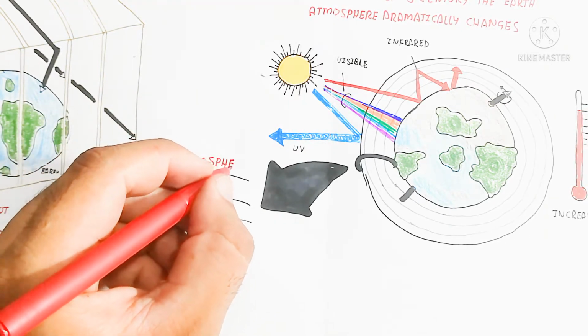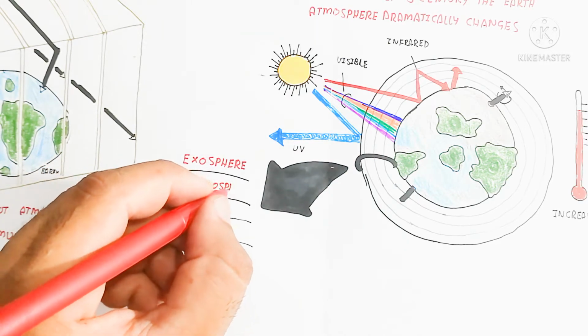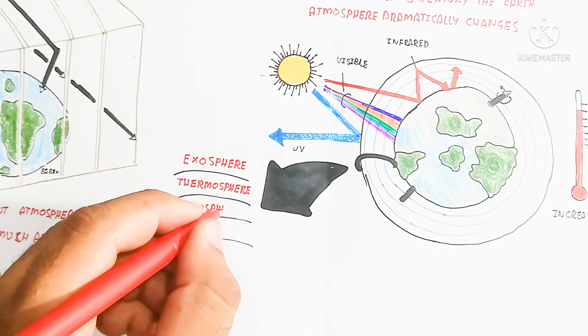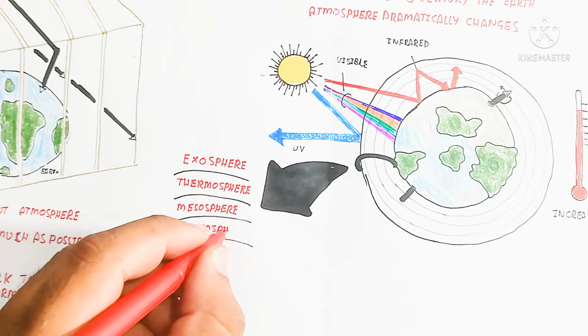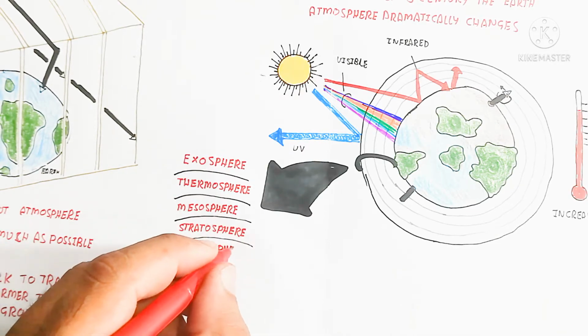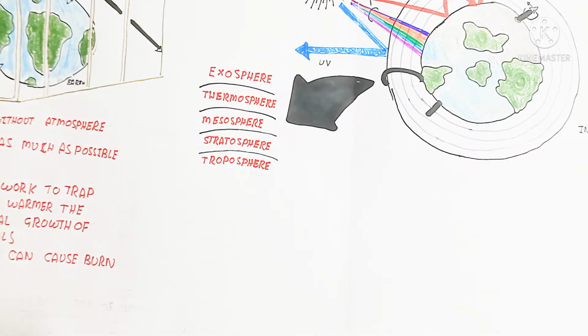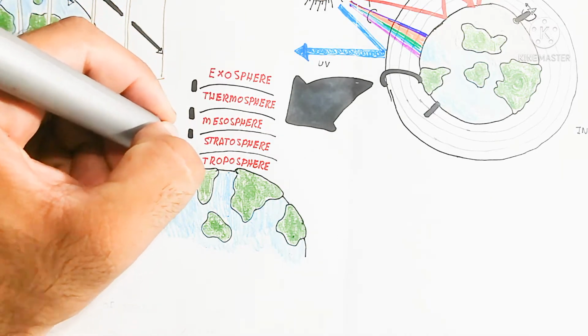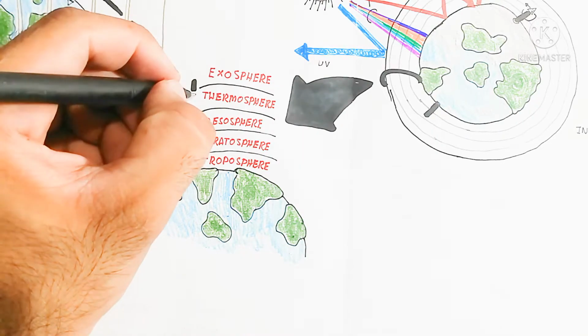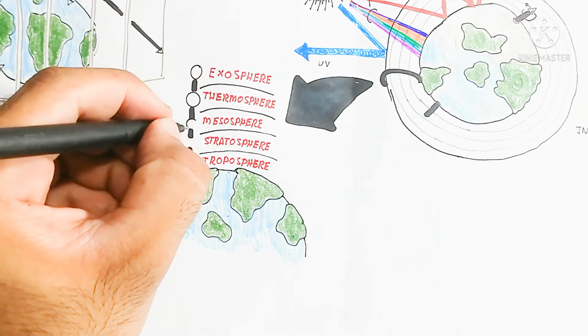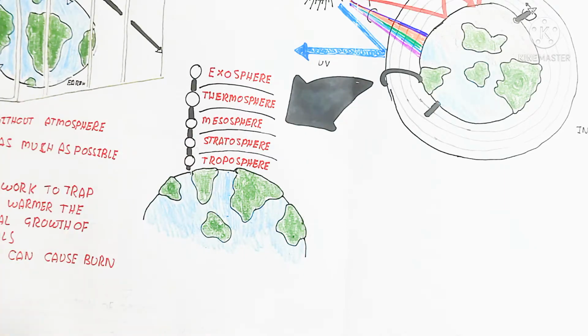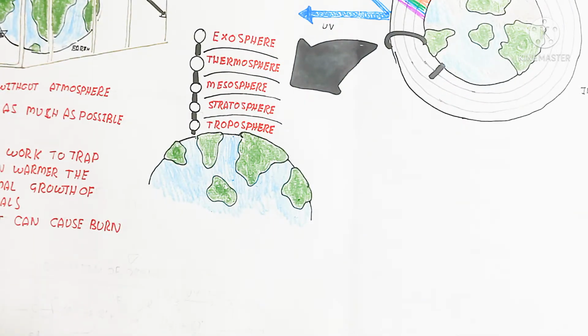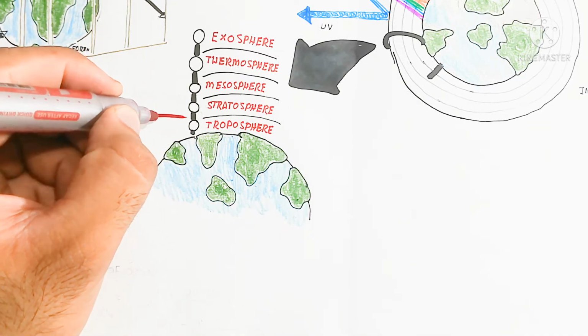That can be carbon dioxide, methane, chlorofluorocarbon, or water vapor. So here I am drawing the layers of the atmosphere. The first, innermost layer is the troposphere, then the stratosphere, the mesosphere, and the thermosphere. The thermosphere is very warm due to the trapping of mostly radiation, while the exosphere is used for the back transmission of the radiation. Collectively, these are known as the atmospheric layers.